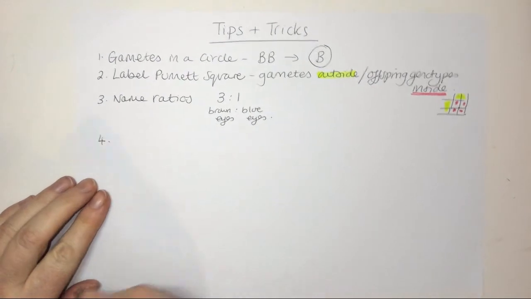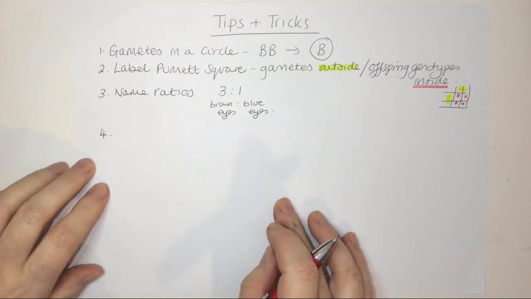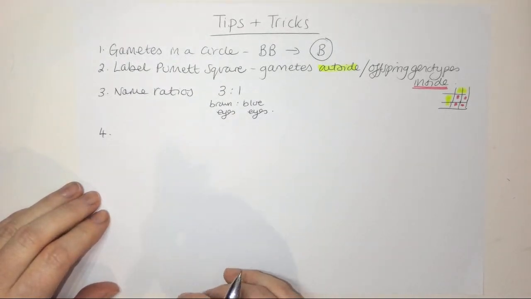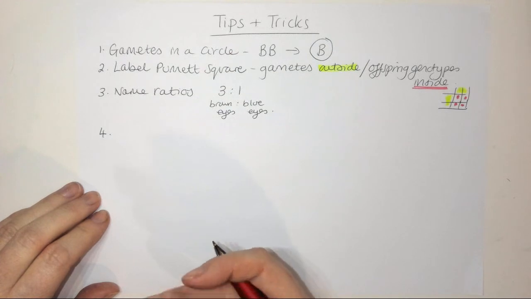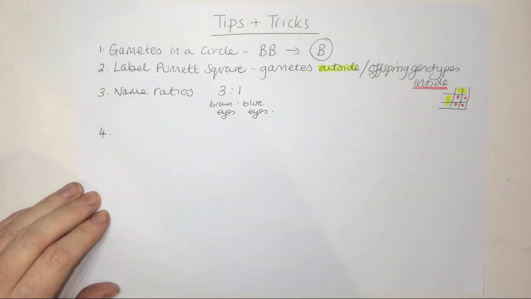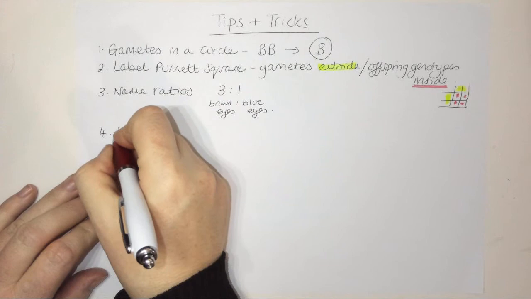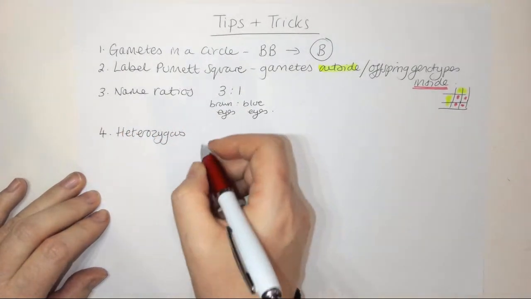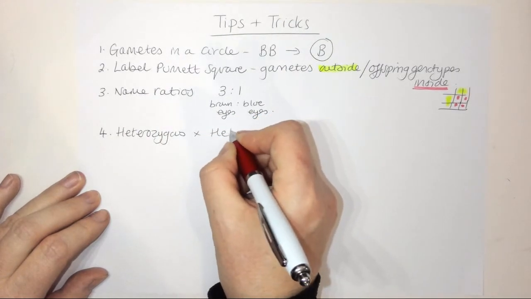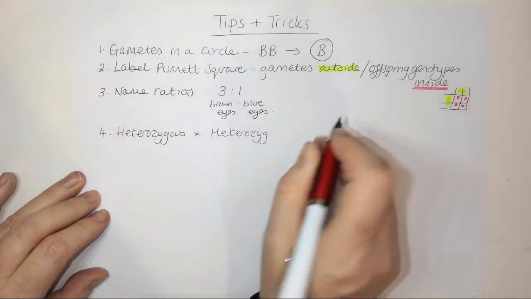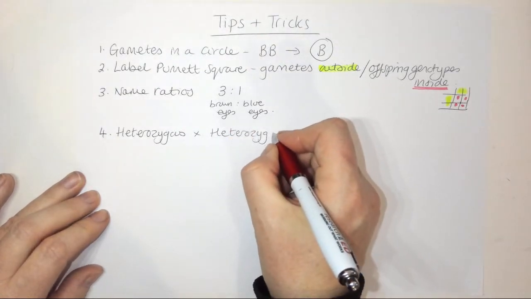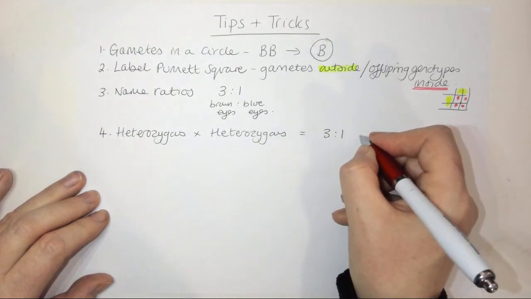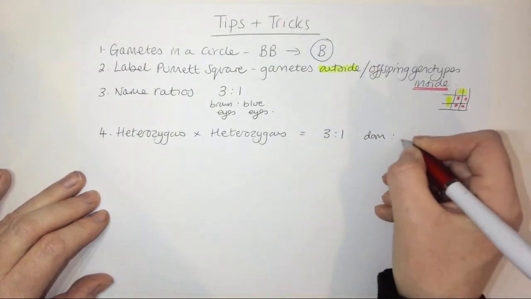Number 4, what might be my next tip? Well, a shortcut. If you get really good at these, then you'll recognise what the likely outcomes are of these monohybrid crosses. That's what we've been doing so far, the general ones like for eye colour. If you have a heterozygous parent and another heterozygous, then you always get a 3 to 1 ratio of the dominant to the recessive allele.